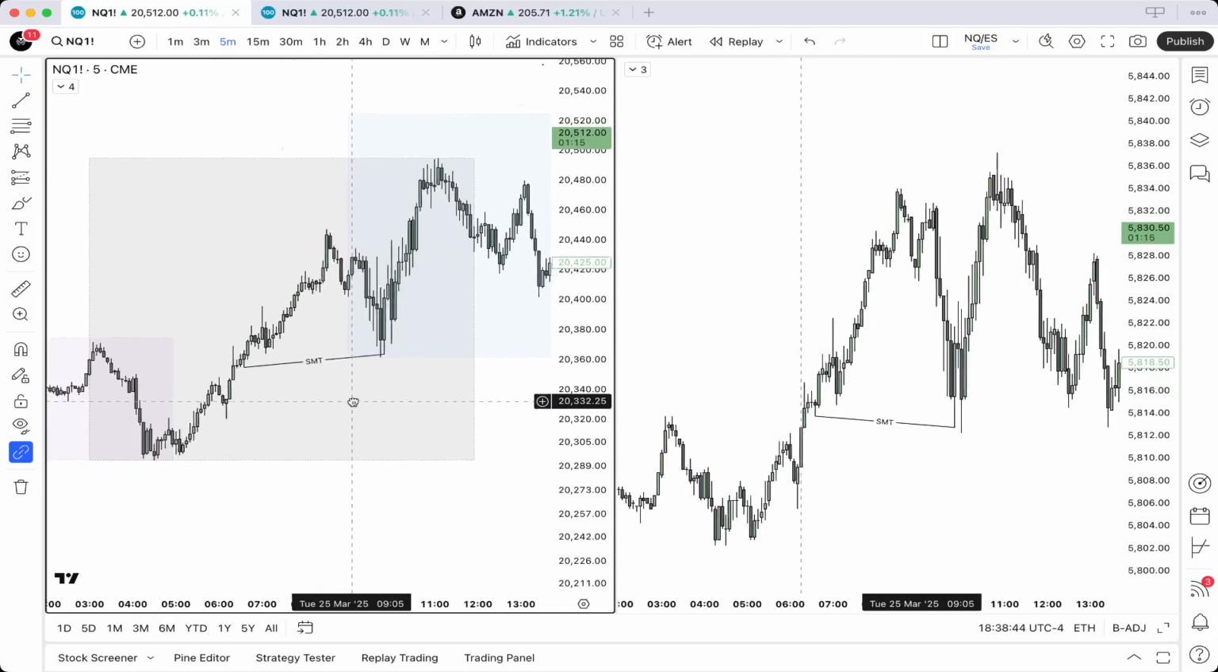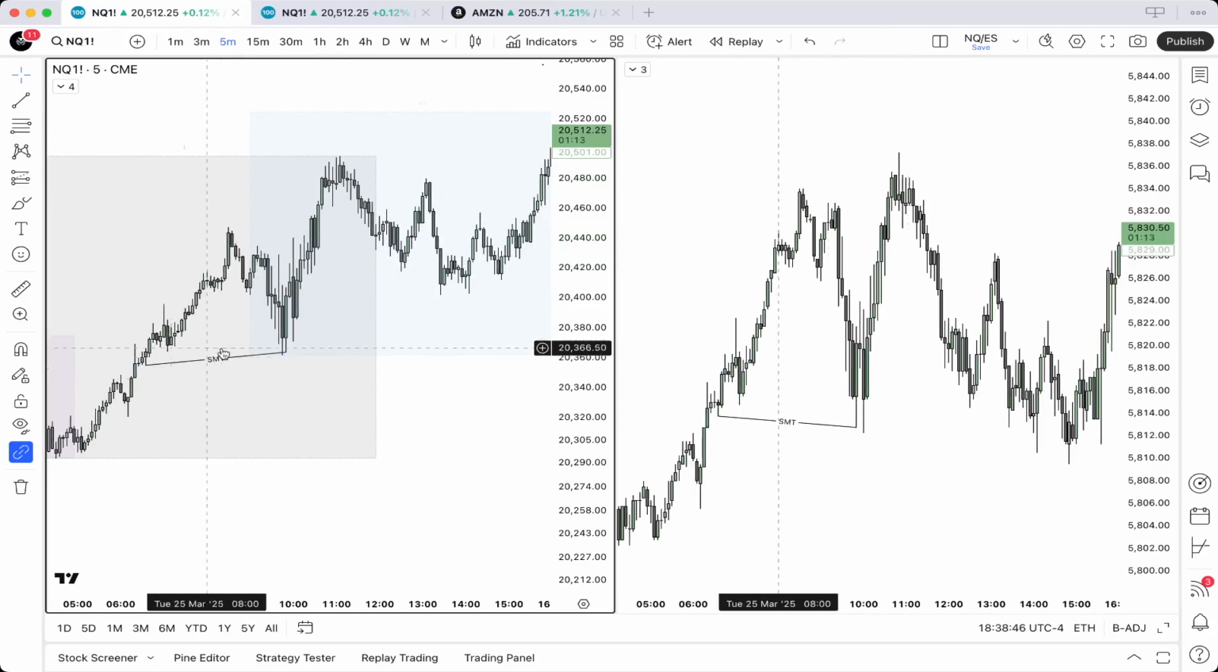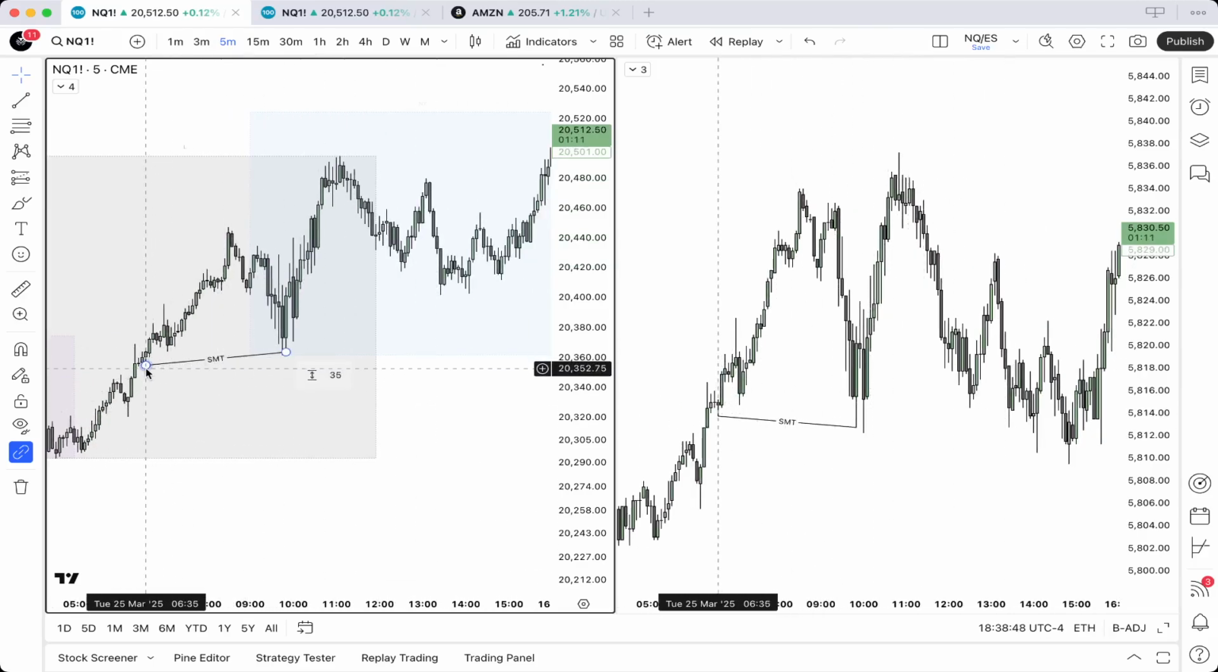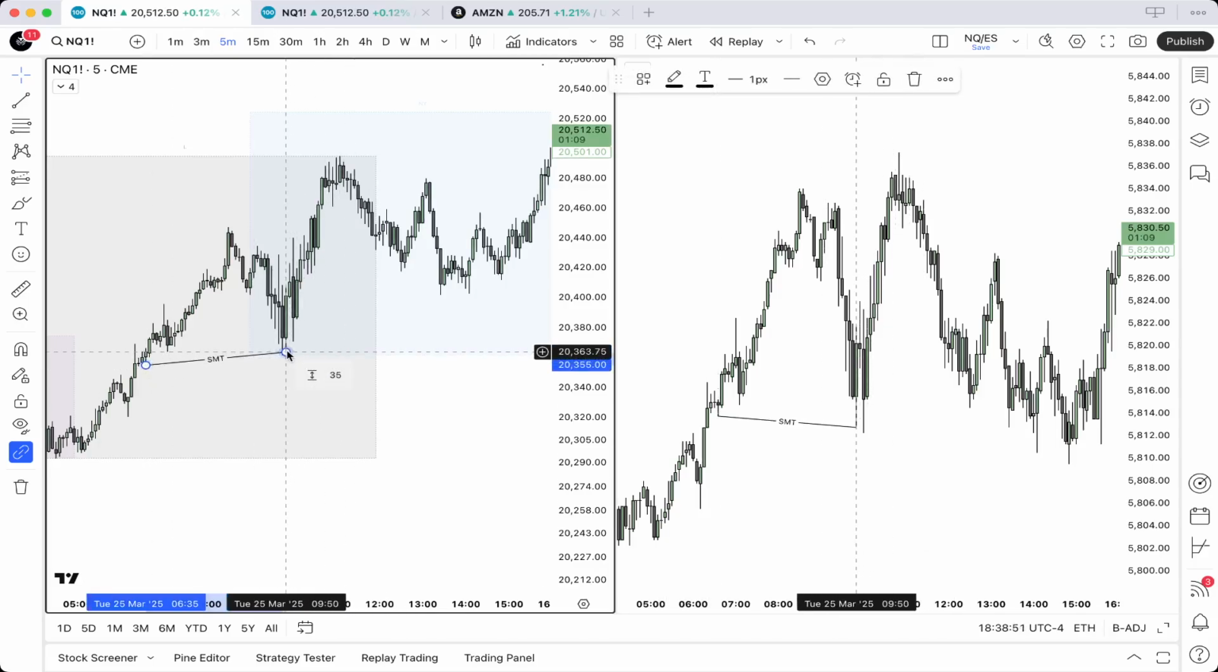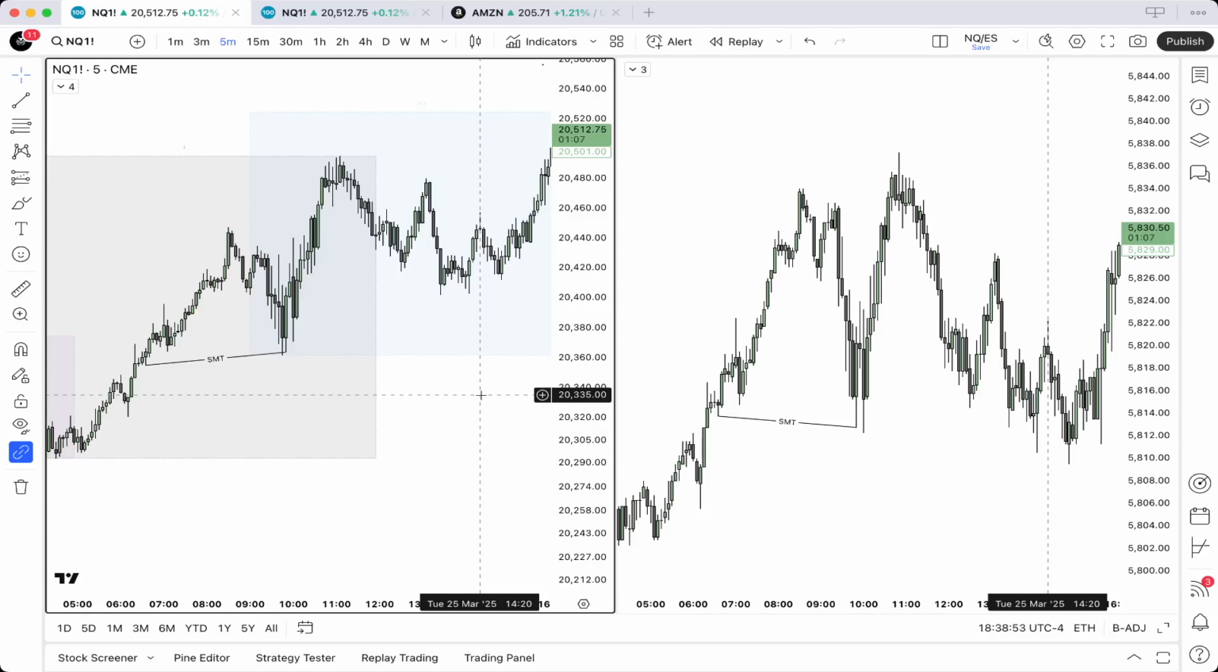And so here, when I was watching this market form, London had created this nice SMT divergence from this 635 to this 950 candle, both between NASDAQ and ES.